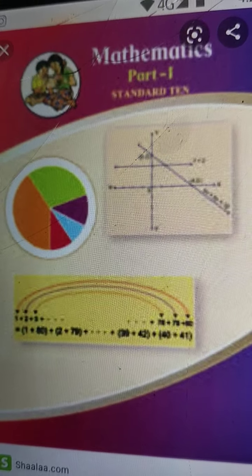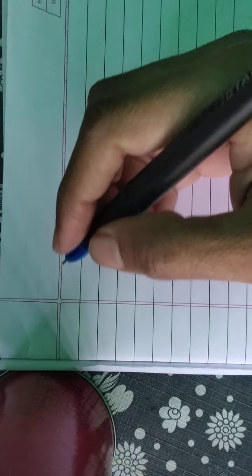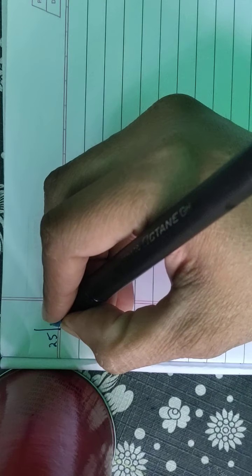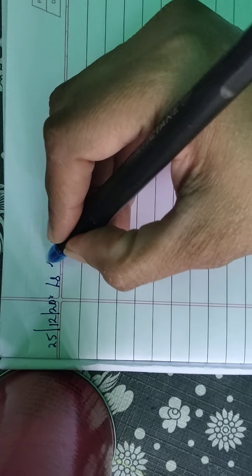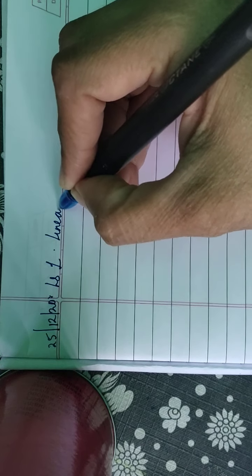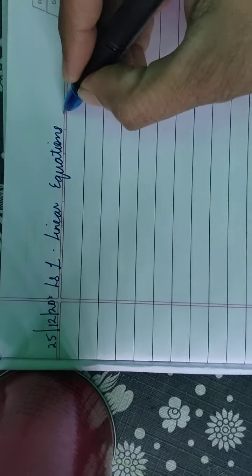From today onwards, I shall be starting study-related videos. And the topic that I have selected today is SSC State Maharashtra Board Algebra, that is Maths Part 1. So this is the textbook of Maths Part 1. Please open it. So I'm putting today's date, that is 25/12/20, and I'm going to start with lesson number 1, that is linear equations in two variables.